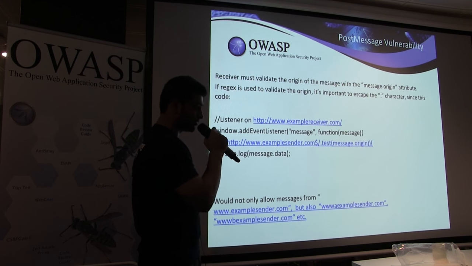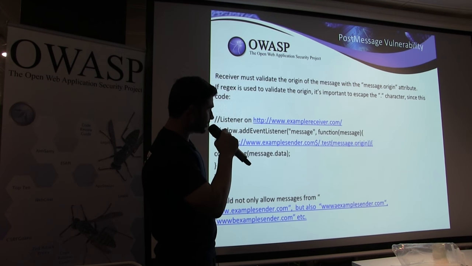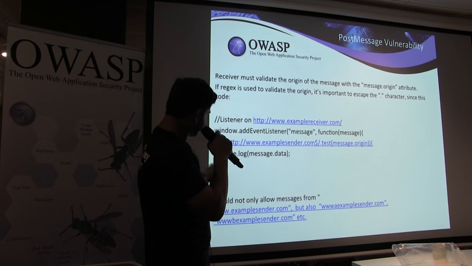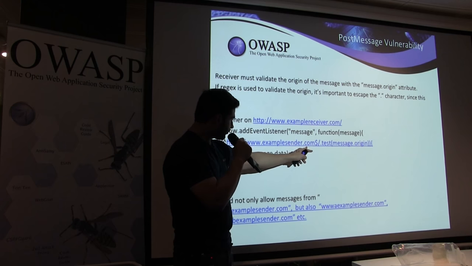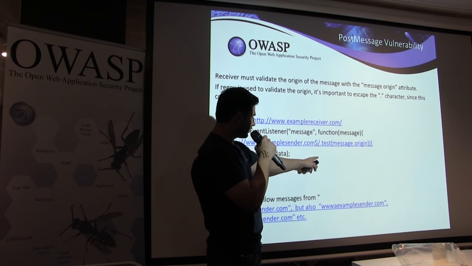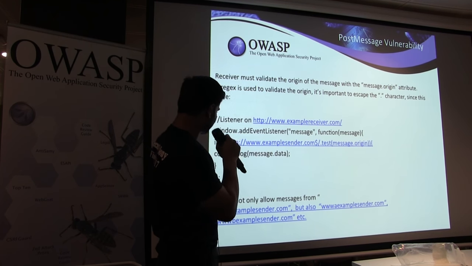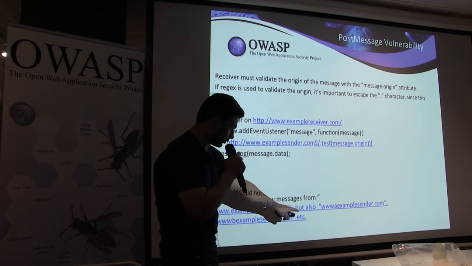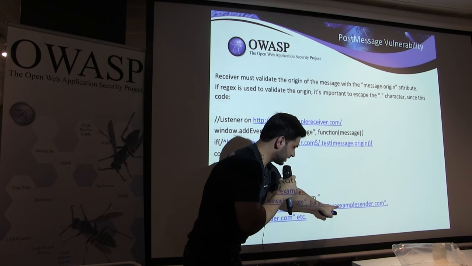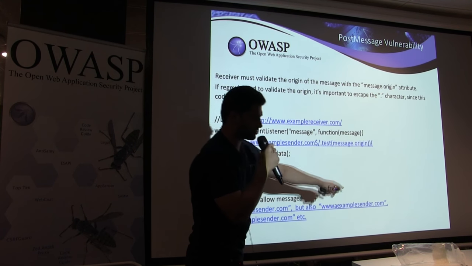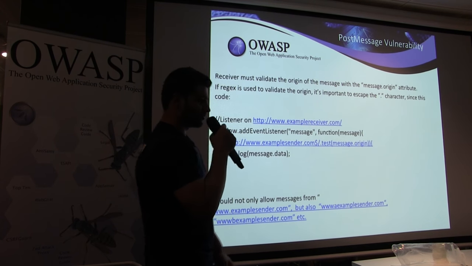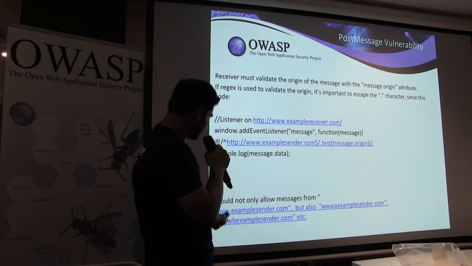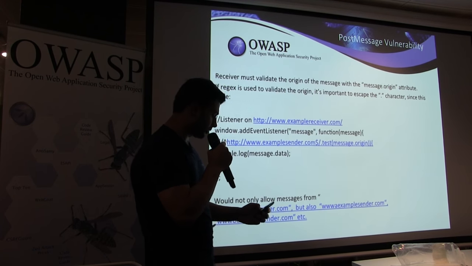So where's the vulnerability now on the receiving side? The listener is, for example, on examplereceiver.com, and the code is window.addEventListener message function. As you can see, I put the dollar sign, forward slash, dot test, and message, right? It would not only allow messages from examplereceiver.com, but also allow them from www and any character in place of the dot. So now an attacker can register this domain and can simply do anything, like pop up anything inside their website. The only problem is the unescaped dot, the full stop.